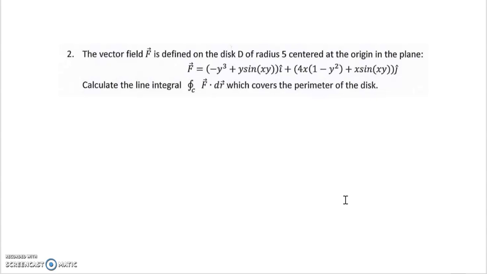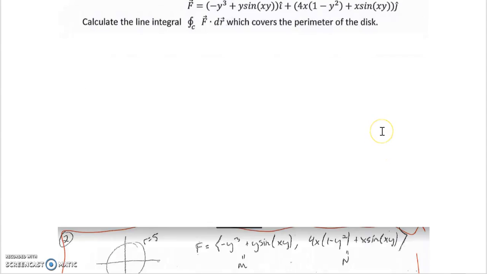All right, little Green's theorem here. We got this terrible thing here, this terrible vector field. I want to find the integral of F dot dr, or the work, around the perimeter of a disk of radius 5 centered at the origin. So see if you can remember your Green's theorem. All right, let's scroll down to the answer.